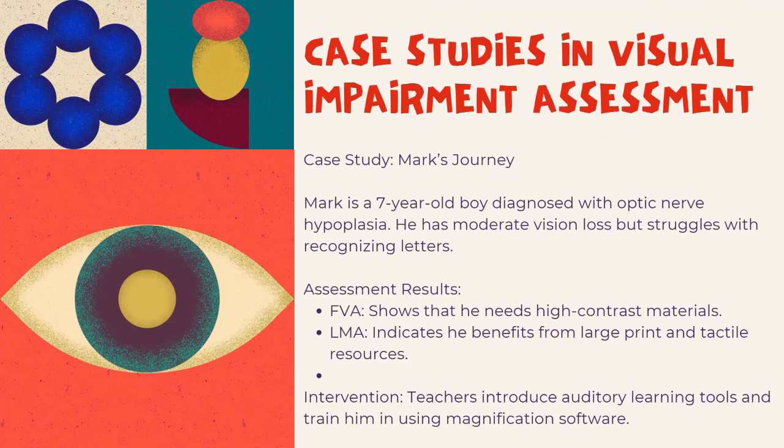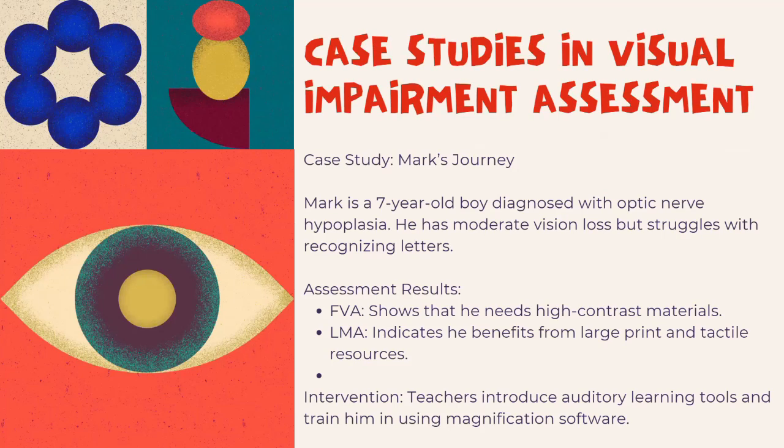For classroom accommodations, teachers provided Mark with high contrast materials printed with bold, dark letters against light backgrounds. They also increased font sizes and positioned Mark closer to the board. Next, for assistive technology, Mark was introduced to audiobooks and magnification software to reduce his eye strain. For mobility support, orientation and mobility specialists trained Mark to navigate hallways safely using landmarks and contrast cues. And lastly, Mark's teachers and parents were educated on how to create a visually supportive environment, ensuring consistency between home and school.